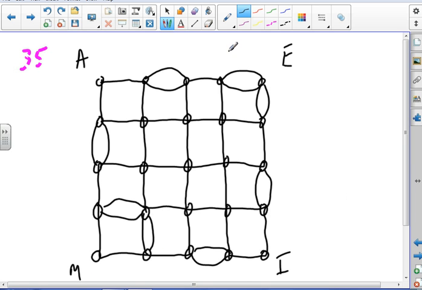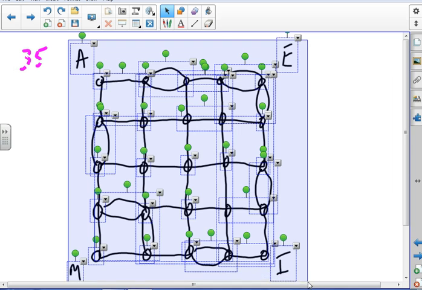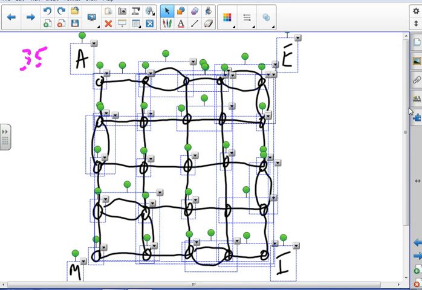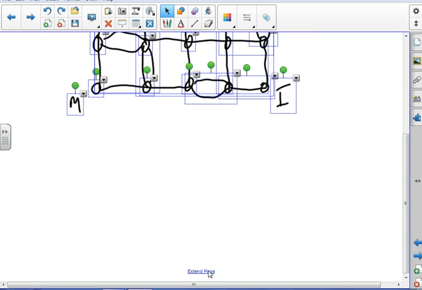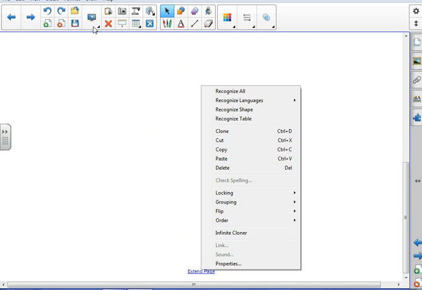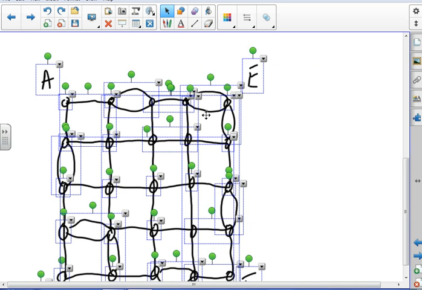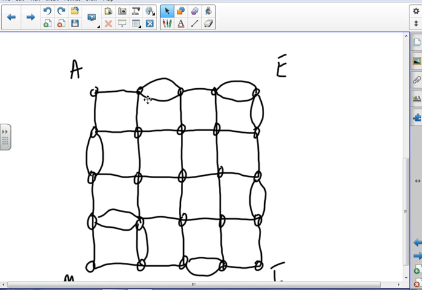Alright. Now, because I'm using smartboard technology, I can just copy this and it'll never go away. So just copy, and now I can just paste it. That wasn't brilliant. Okay. So we're going to start at B.